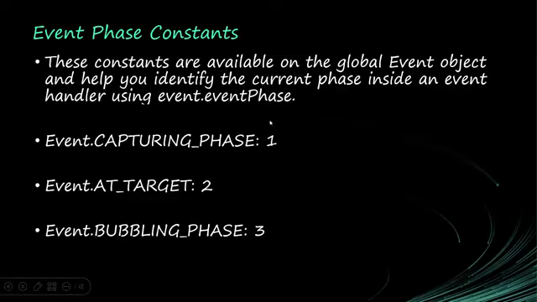Let me explain it this way. When the event is happening on the capturing phase, event.CAPTURING_PHASE will be equal to 1. This is a constant, and you can get it from the event object. When it's happening at the target phase, event.AT_TARGET will be equal to 2. When it's happening on the bubbling phase, BUBBLING_PHASE will be 3.